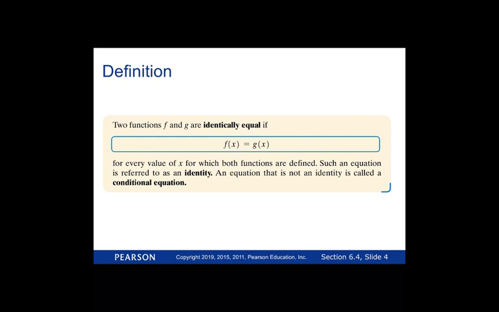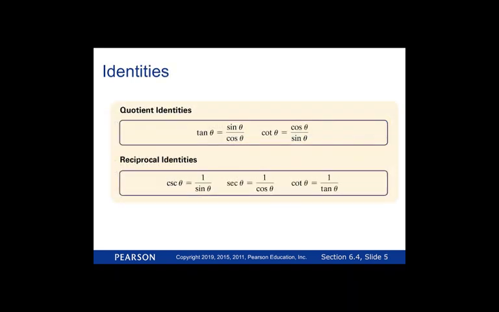So we said that two functions f and g are identically equal if f of x is equal to g of x for every value of x for which both functions are defined. This is called an identity. This is easier to see in action. To review some things we've mentioned before, tan of theta is sine of theta divided by cosine. Some reciprocal identities: cosecant is the reciprocal of sine, secant is the reciprocal of cosine, and cotan is the reciprocal of tan.